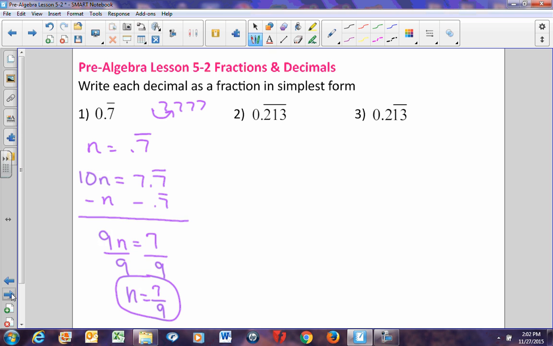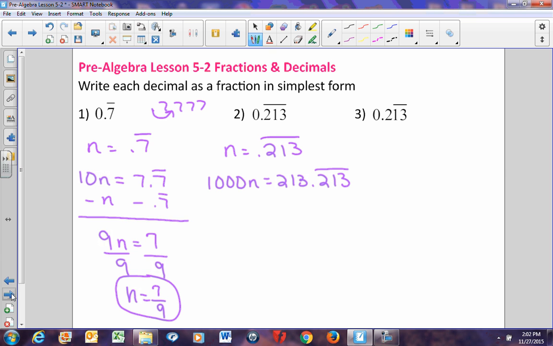Okay, let's just have a neat coincidence. Number 2, we have 0.213 repeating. Now we have 3 digits that repeat. So n is going to equal 0.213 repeating. So now I need to multiply by 1,000, or 10 to the third power. So 1,000n equals 213.213 repeating.